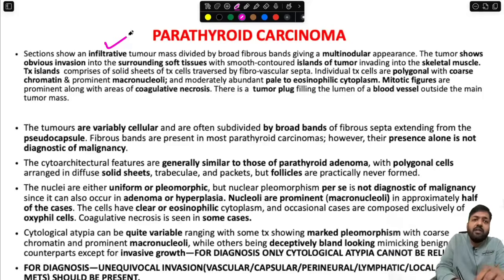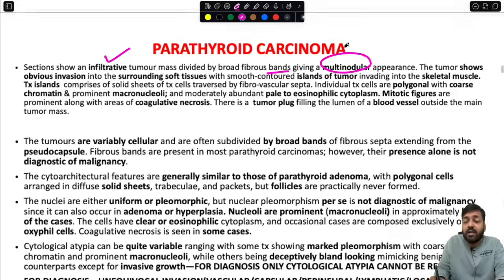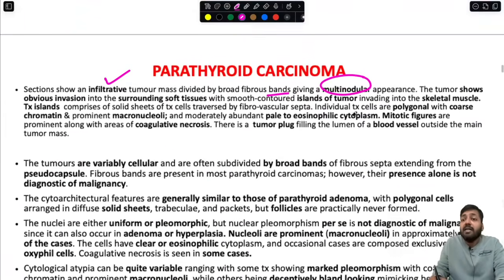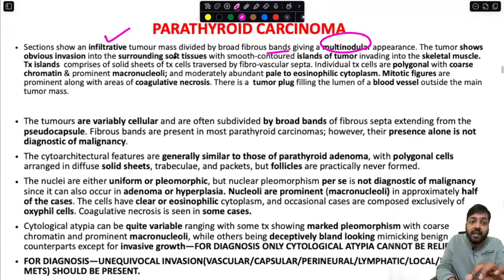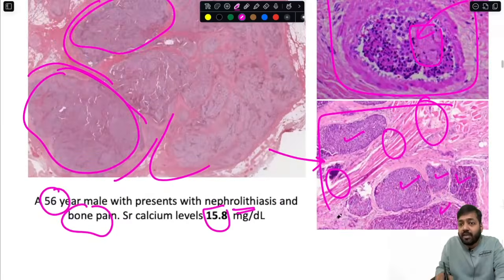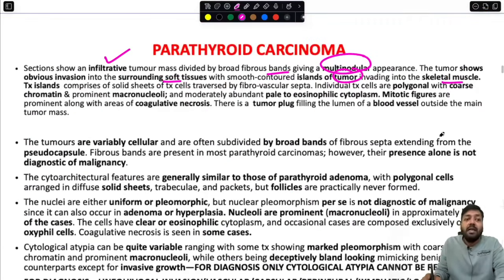Section shows an infiltrative tumor mass divided by broad fibrous bands, giving a multinodular appearance, as we can appreciate over here. The tumor shows obvious invasion into the surrounding soft tissues, as we have seen the smooth contoured islands of the tumor invading the skeletal muscle. Then the tumor islands comprise solid sheets of tumor cells traversed by fibrovascular septa, and the individual tumor cells are very much like what you have seen in the adenoma. They are polygonal chief cells with coarse chromatin and prominent macronucleoli.